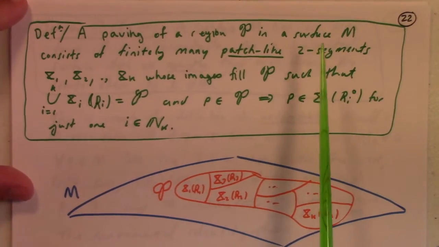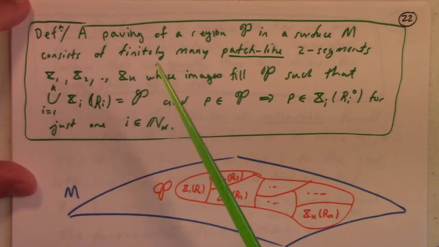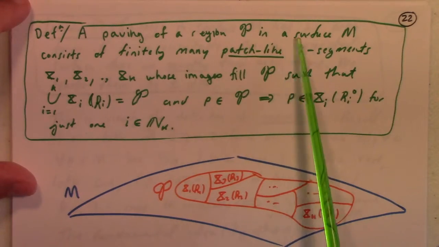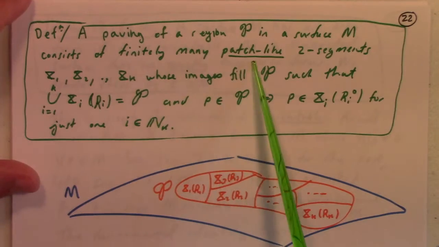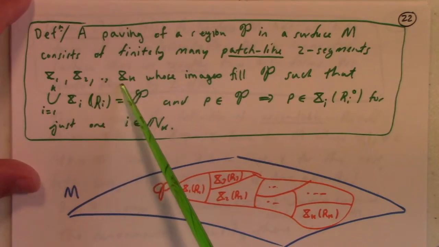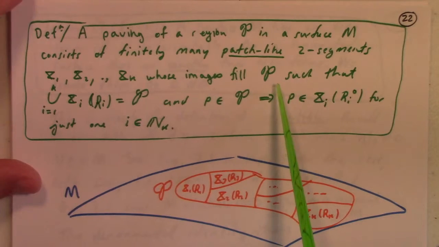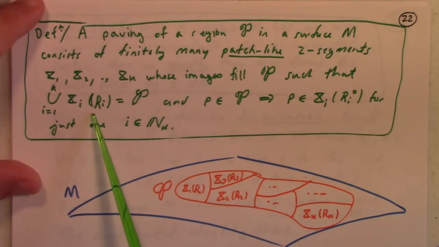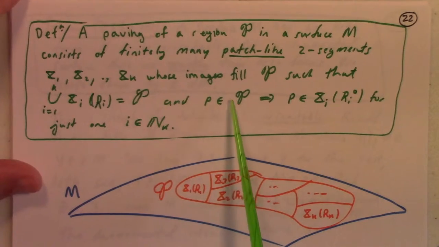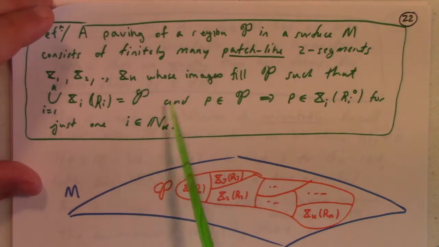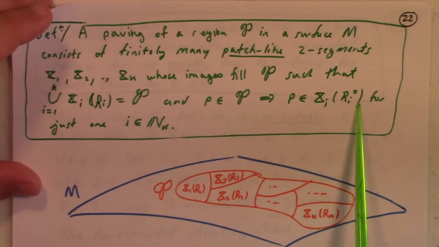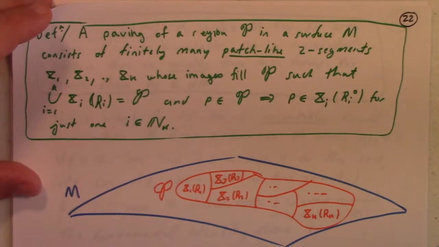So our next thing we're going to need to talk about is a paving. A paving of a region P in a surface M consists of finitely many patch-like 2 segments x1, x2, ..., xk whose images fill P, such that every point in P is in a particular patch-like 2 segment. Sometimes if you look at something like this, there could be some overlapping. These just join up on the edges, all right? So they're not overlapping. We don't double count areas.